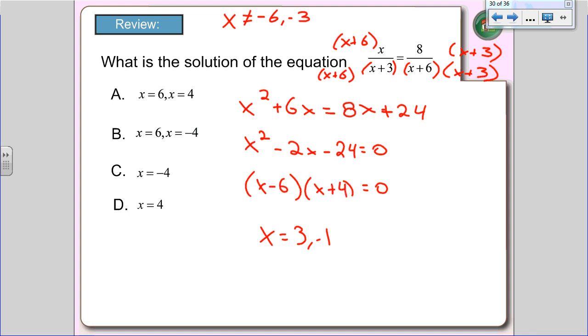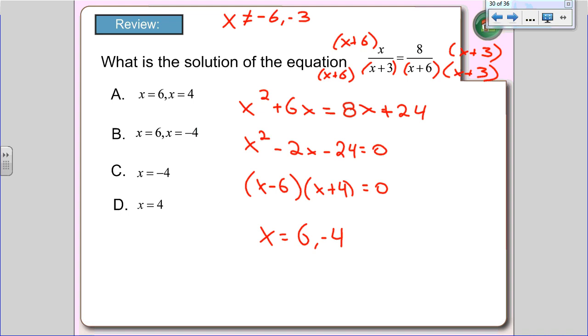Because one of your NPVs is positive 6, would you just cancel out A and B right off the bat? So my non-permissible values are negative 6 and negative 3. Oh, you're right. So that'd be awesome. So if you solve that thing fast like I did, you can tell your answer to be.